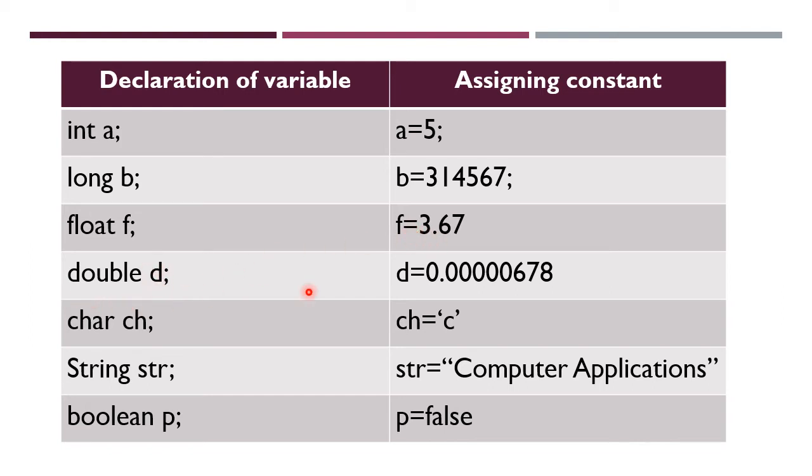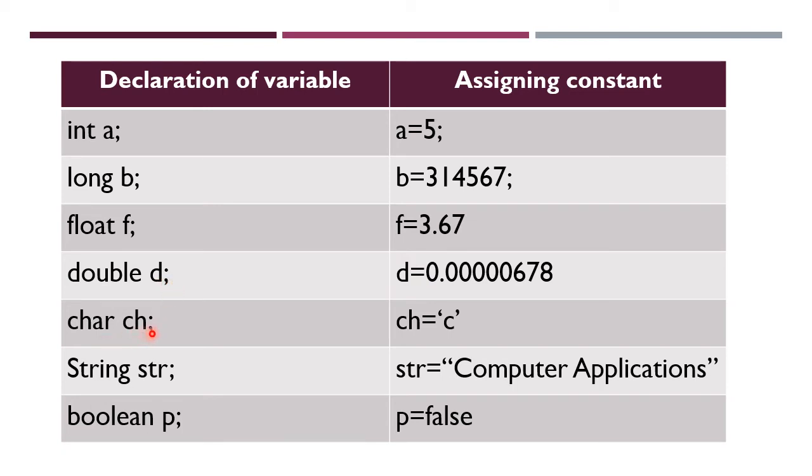Double d. D is equal to some double value. Double means this is also a decimal value. Float is also a decimal value, but double holds more precision, that is more decimal digits. After the decimal point you'll have more digits. If you want to make use of such digits in your program, then you have to declare the variable as double.